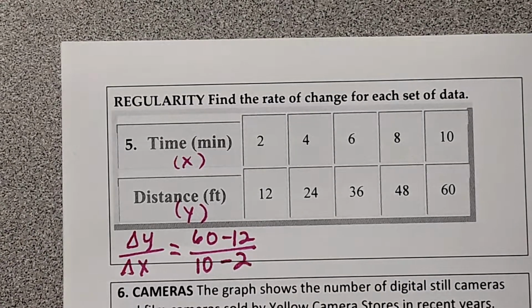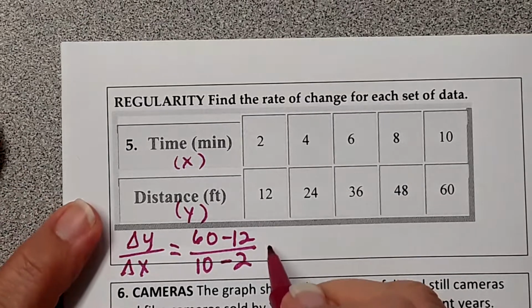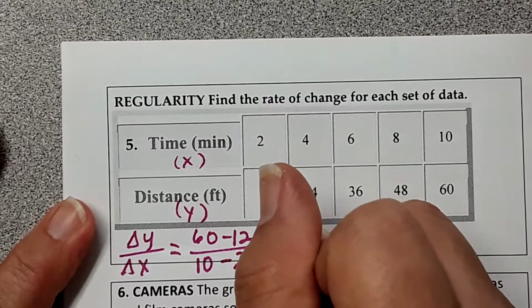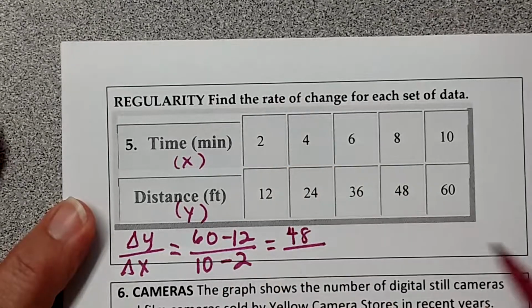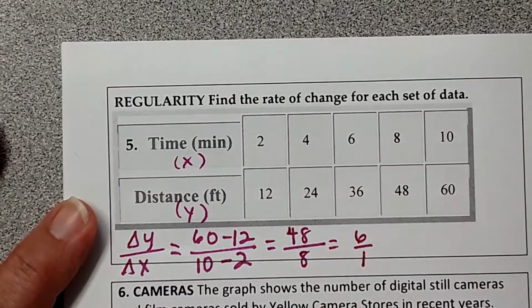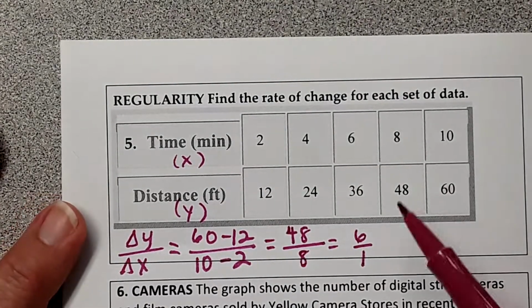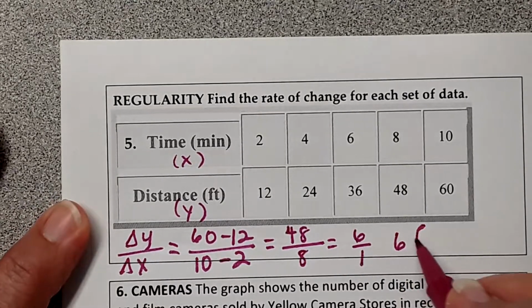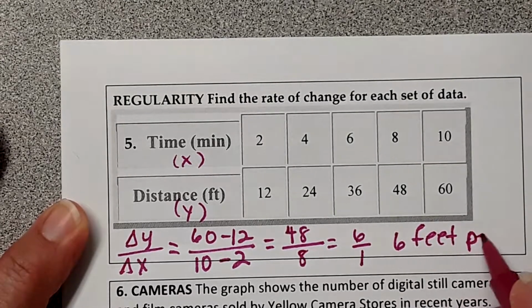You don't have to use those. You could have used 48 and 24. You could have done 24 and 12. I like to do the largest and the smallest because then that gives me the gamut of the entire line, okay? 60 minus 12 is? 48. And 10 minus 2 is? 8. Which is 6. So it is going to be 6 feet per what? 6 feet per minute.